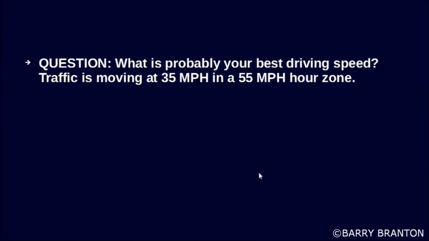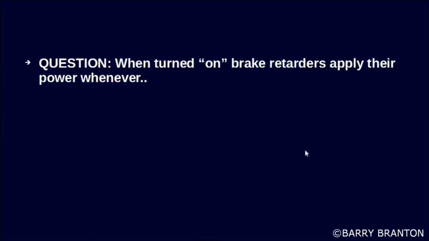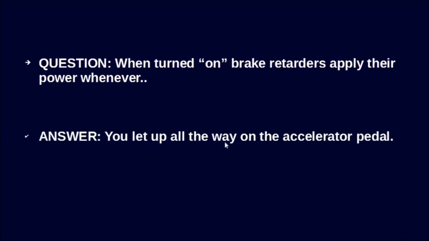What is probably your best driving speed? Traffic is moving 35 miles per hour in a 55 mile per hour zone. 35 miles per hour is probably your best driving speed. When turned on, brake retarders apply their power whenever you let up all the way on the accelerator pedal.